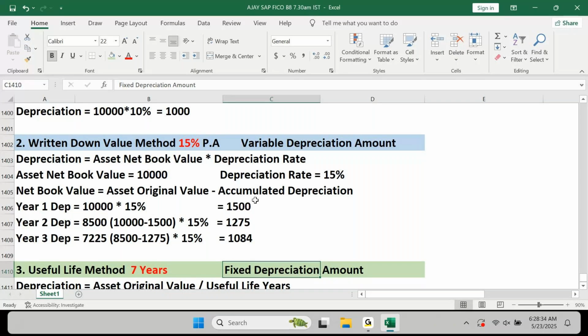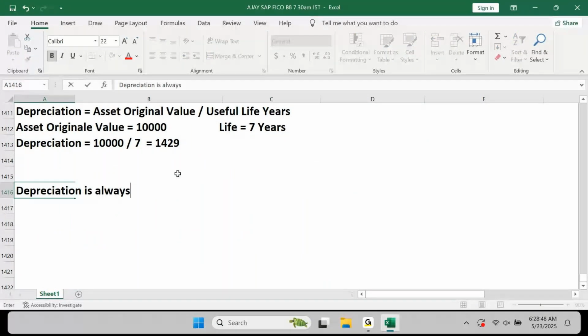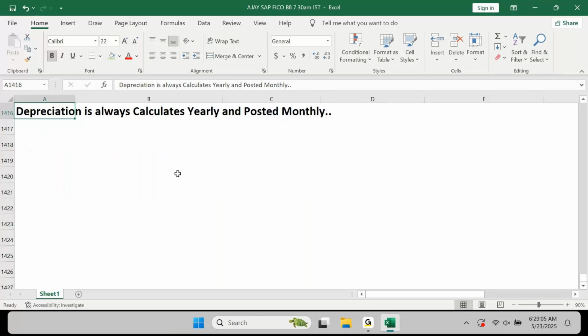This yearly depreciation you split into 1 year, maybe based on 12 months or maybe based on 365 days. Okay, got it. That's why we put PA here, per annum. Let me write one line here. Depreciation is always calculated yearly, posted monthly. Is this correct? Yes. Example.